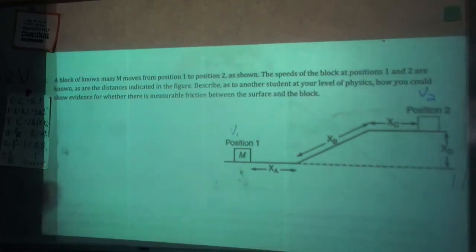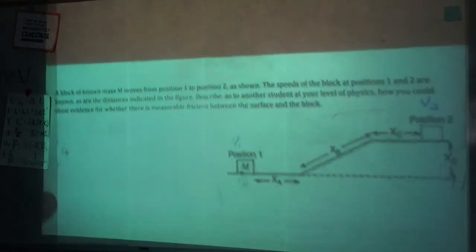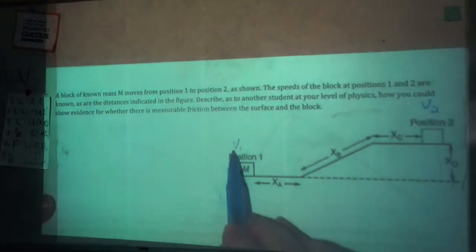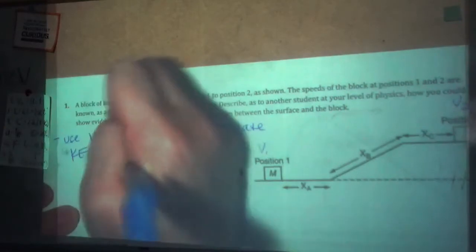Now the answer, and there's a couple ways you could do this, but I think the easiest way is to actually use this velocity to find the kinetic energy. So I would say use the velocity at position 1 to calculate kinetic energy at position 1.